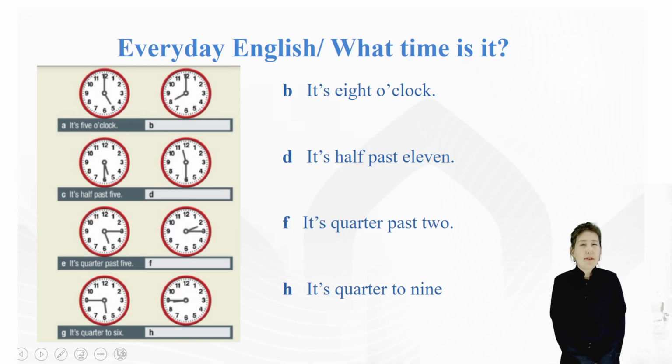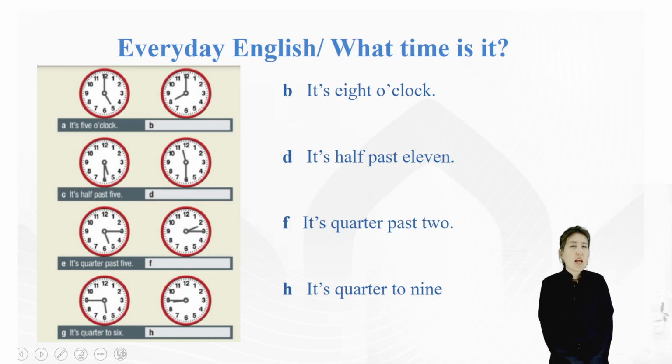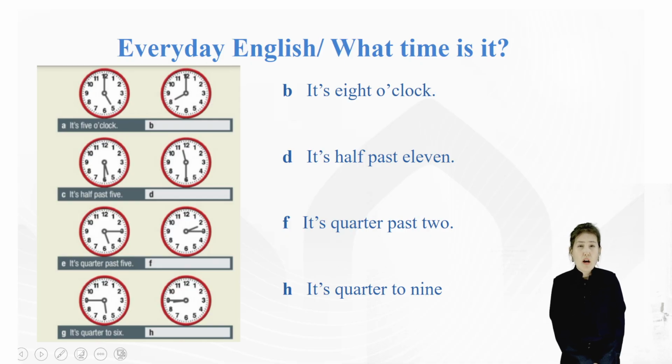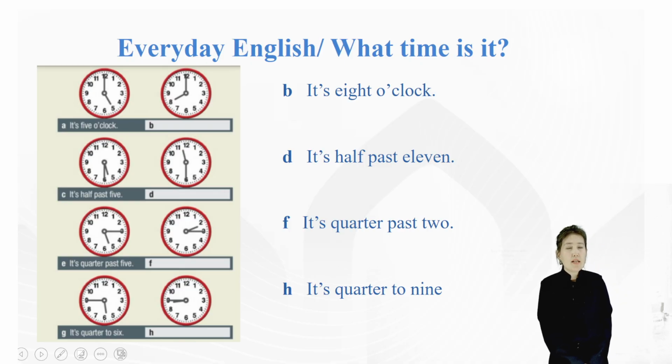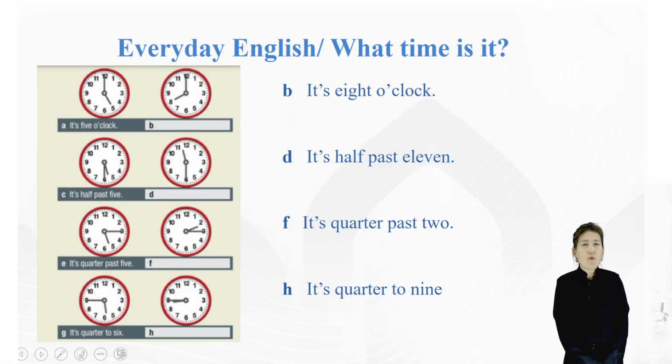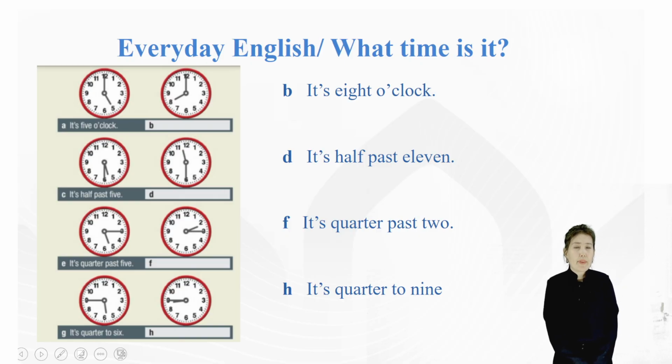Second, saying the time with minutes. If it's not on the hour, we include the minutes. For example, 3:15 is said as 3:15 and 3:30 is 3:30. You can also say the minutes first, like 15 minutes past 3 or half past 3 for 3:30.